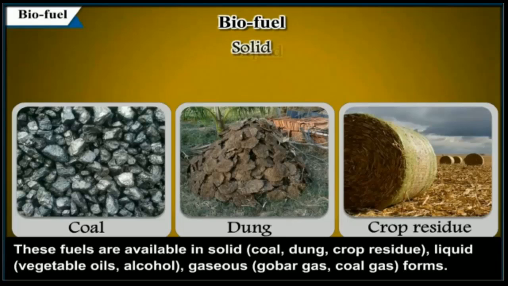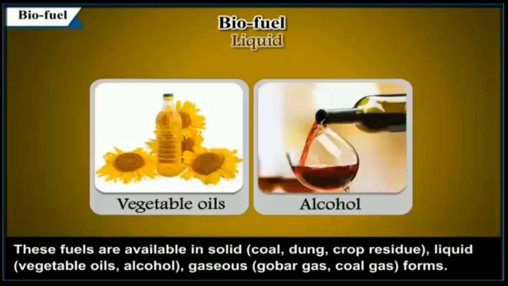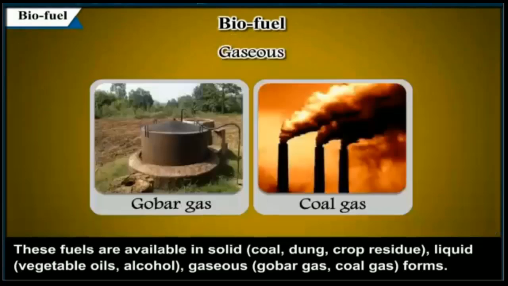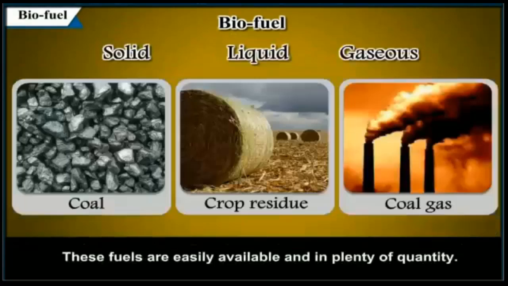These fuels are available in solid form, for example coal, dung, crop residue. They are also available in liquid forms like vegetable oils, alcohol, etc. Gaseous forms would be gobar gas, coal gas, etc. These fuels are easily available and in plenty of quantity, so you can produce them on a larger scale.